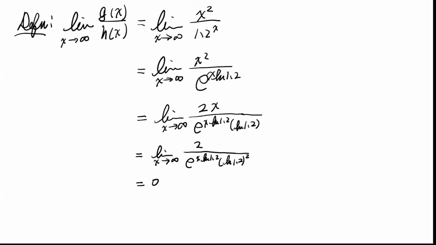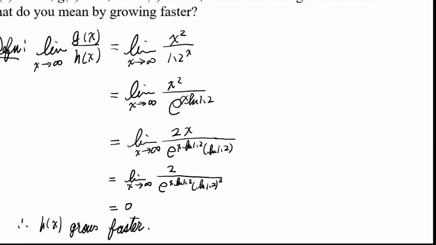And what is the conclusion here? Therefore, h of x grows faster. You know what I'm saying? And that makes perfect sense. If what we get is an infinity, then the g of x grows faster. But we have seen through the graphics in the horse race, e to the x wins, right? And this confirms it.